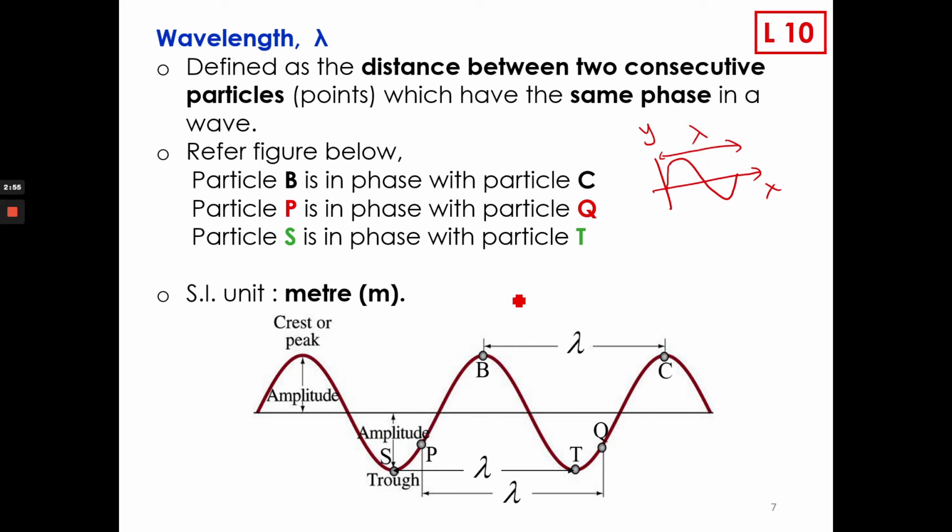Example, from B to C, okay, this is one wavelength, or P to Q, one wavelength, S to T, one wavelength. But let's say you have another point A here. Okay, now P and A is not a wavelength because P and A is not in phase. It's not the same phase. P goes up while A is going down. So point P and A are not in the same phase. Unit for wavelength is meter.